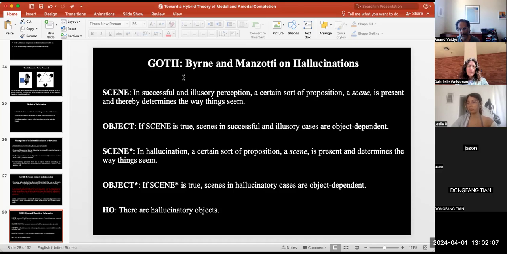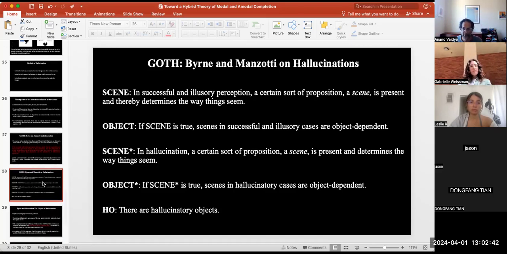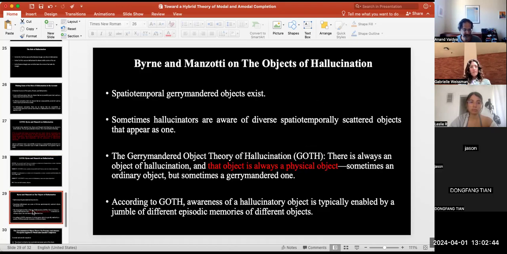Okay, seen star. In hallucination, a certain sort of proposition, a seen is present and determines the way things seem. For example, in Jay Hundebutt's case, the hallucination of the lover against the wall that's dead. And the presentation of the hallucination of the lover against the wall determines how things seem. Object star: if seen is true, scenes in hallucinatory cases are object dependent. So there's a parity argument. If it works in the one case, it works in the other case. Conclusion: there are hallucinatory objects. So that's the Byrne-Manzotti view against the standard view of hallucinations.